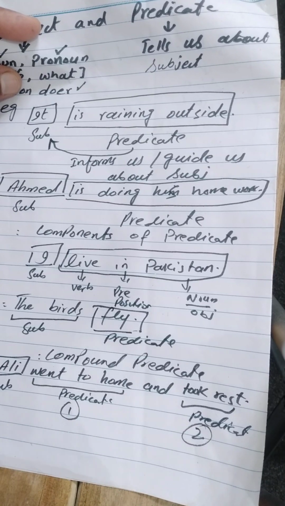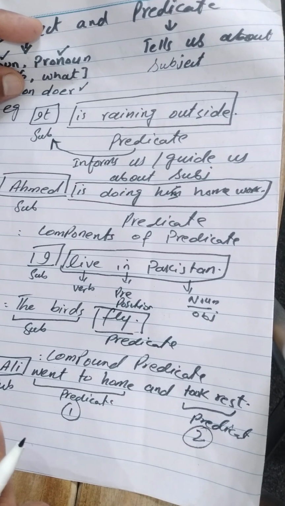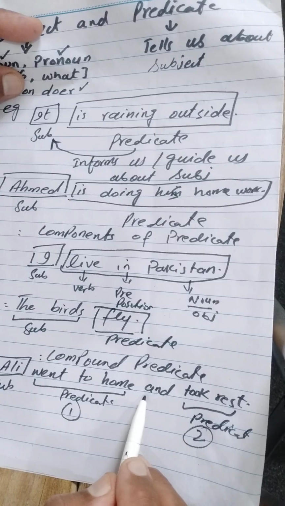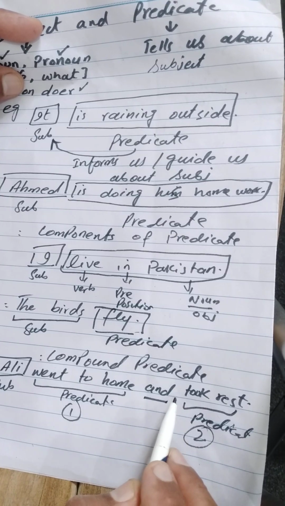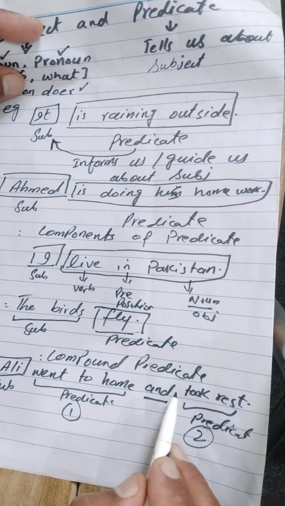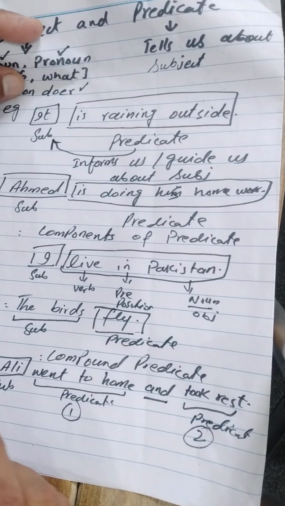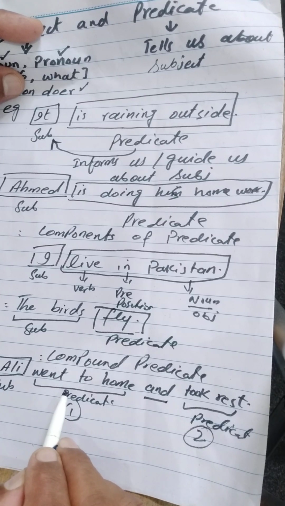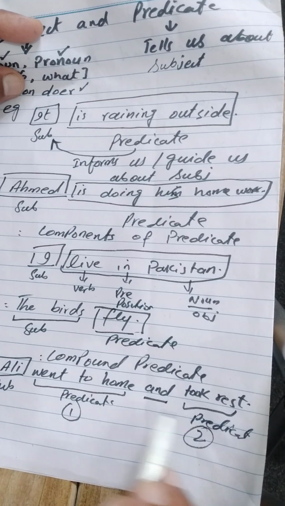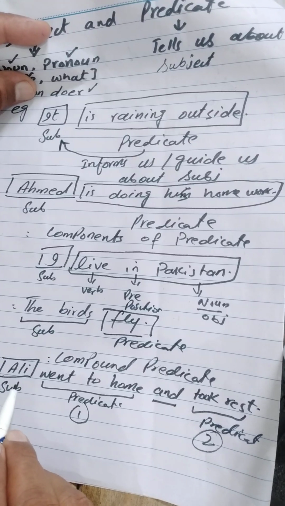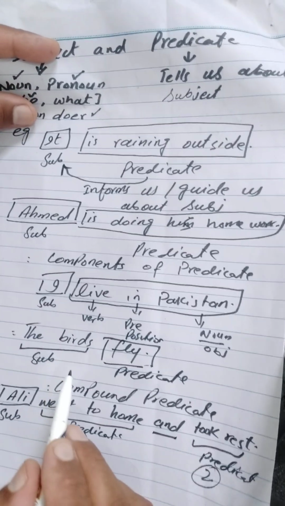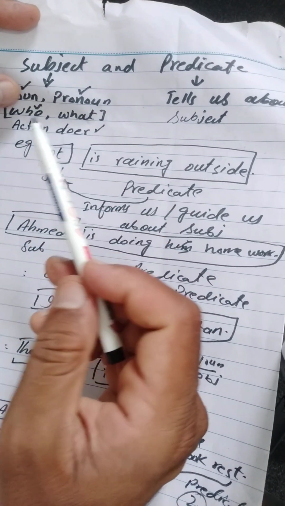Look, don't confuse this example with compound sentence because you are considering and. Look here, the subject is missing. Therefore, this is one predicate, this is another predicate, and the action is done by the same subject. Now we are going to revise today's lecture.